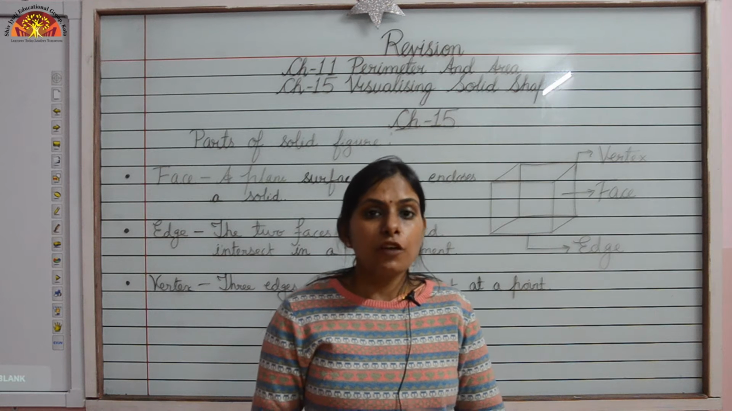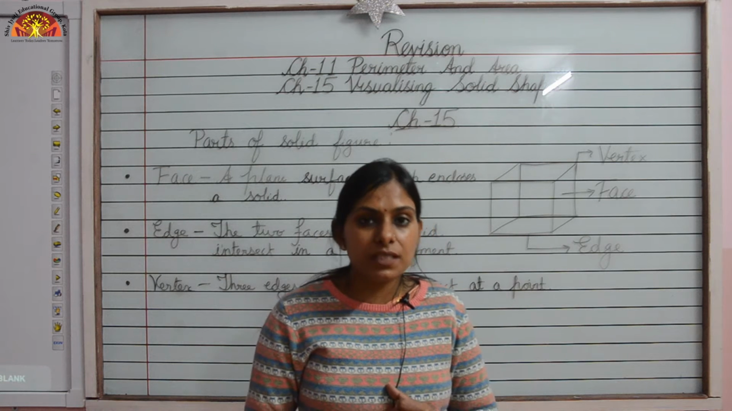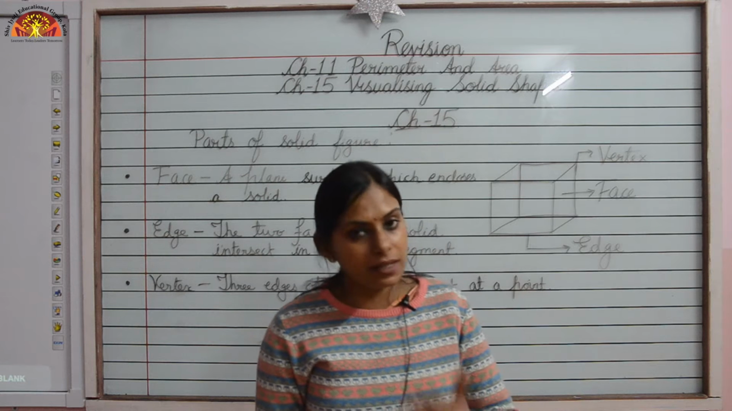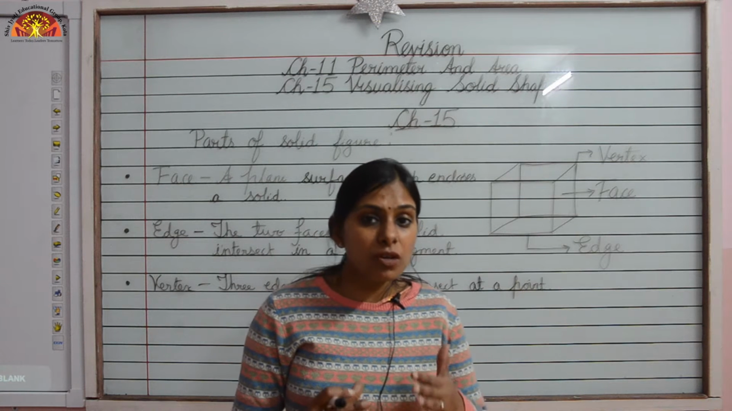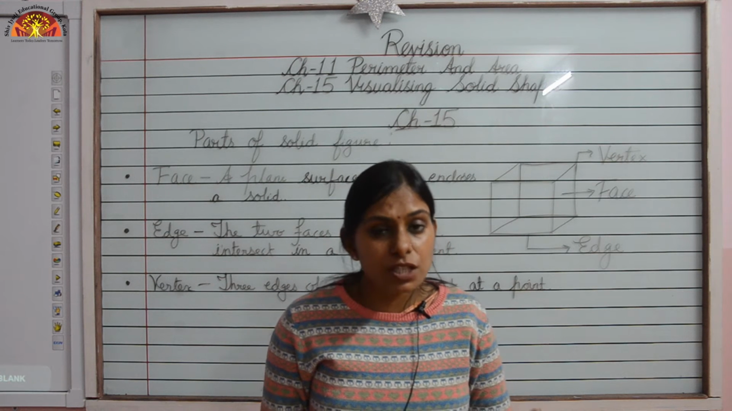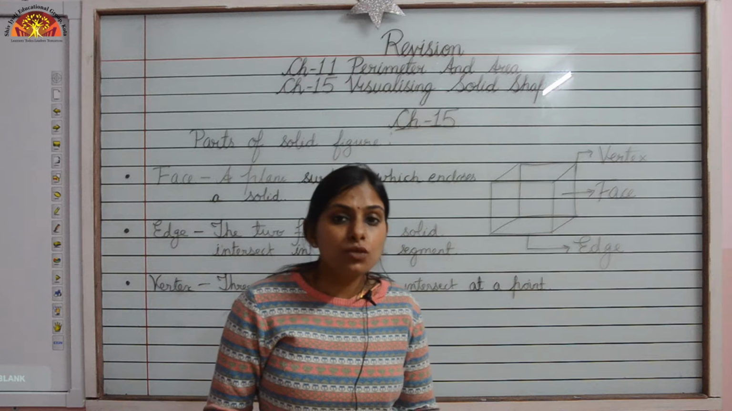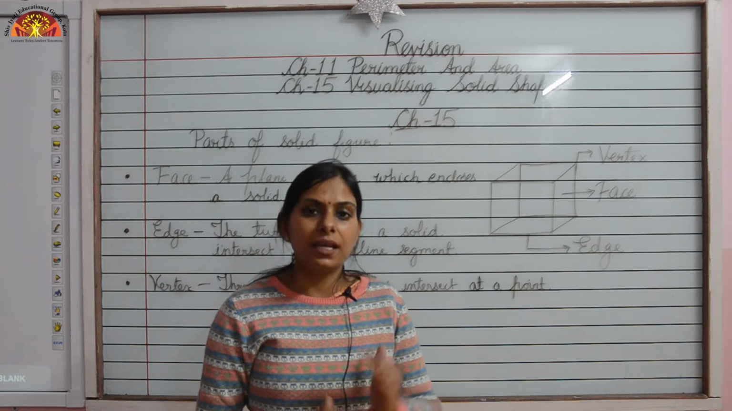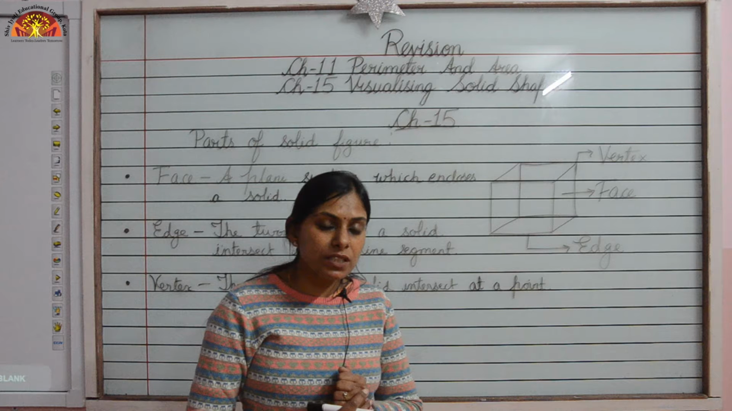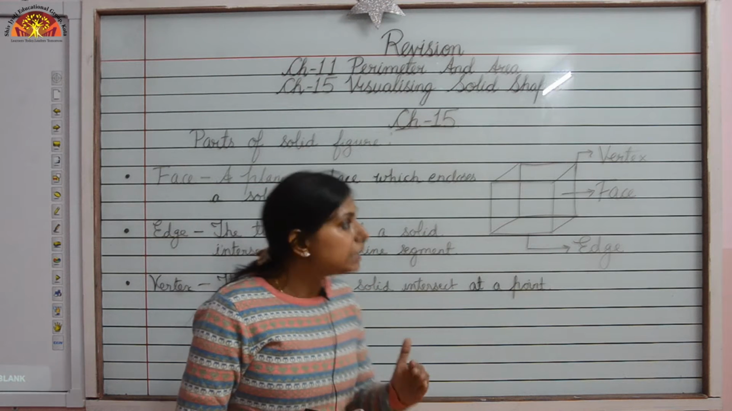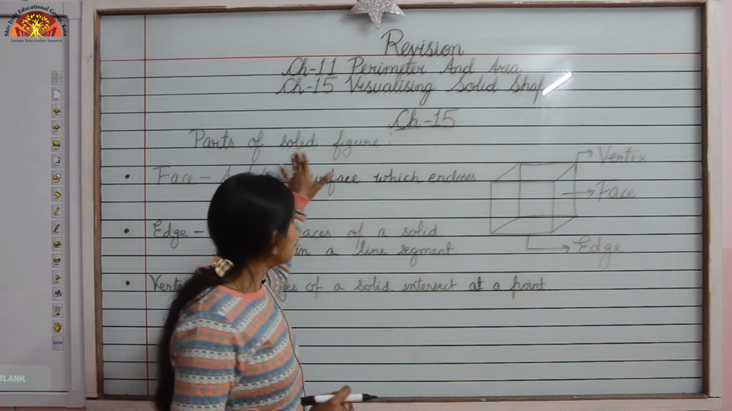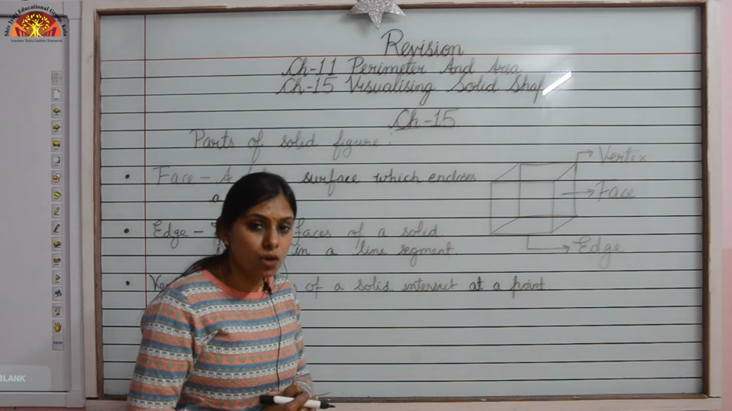3D figures. If you are just talking about the plane figures, children, there are only two dimensions, that is the length and the breadth. But if you are just talking about the 3D figures, that is the solid shapes, we are having three dimensions, that is the length, breadth and the height. So when we are talking about the solid shape, children, there are three parts of a solid figure, that is we are just talking about the parts of the solid figure.